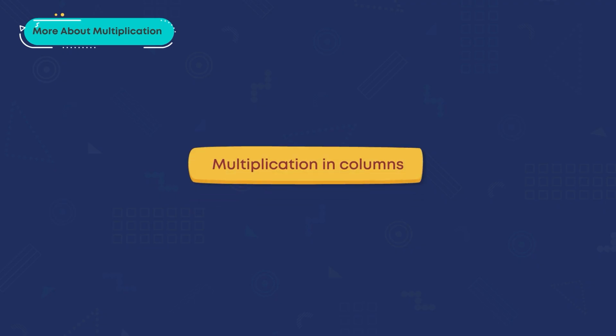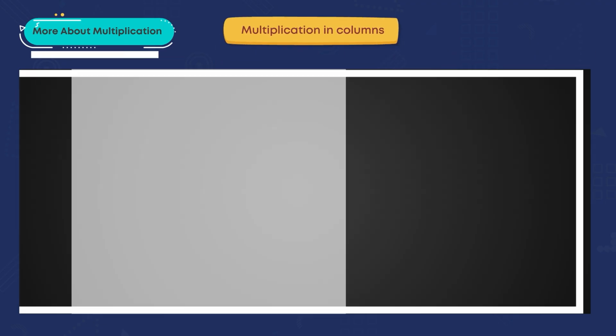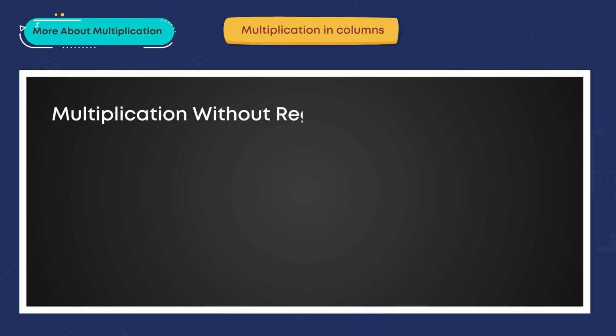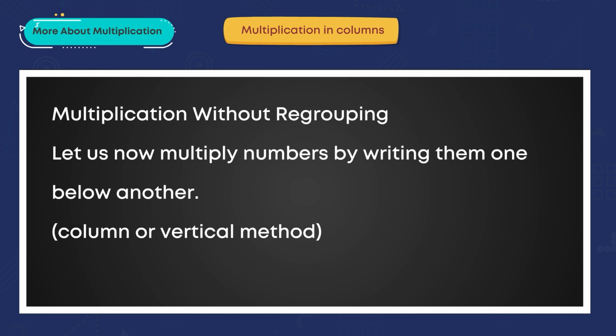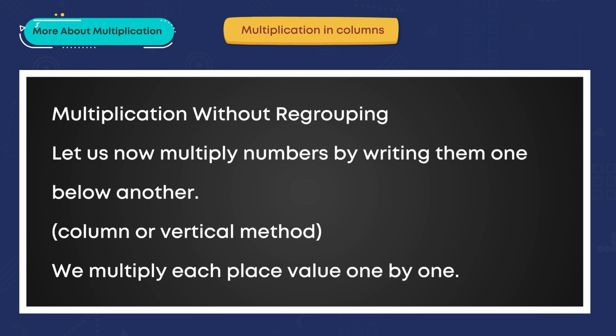Multiplication in columns. Multiplication without regrouping. Let us now multiply numbers by writing them one below another. Column or vertical method. We multiply each place value one by one.